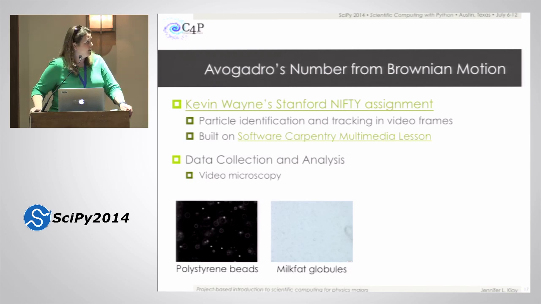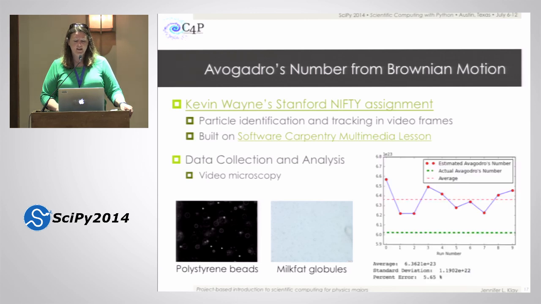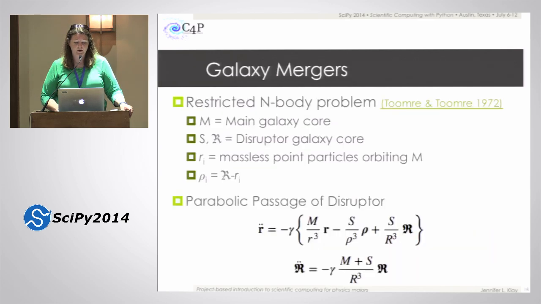You can't really see the milk fat in these pictures because the contrast is so different. So part of the project was that they had to figure out how to adapt their code for different types of images. And then they were able to estimate Avogadro's number from statistical analysis of that motion.